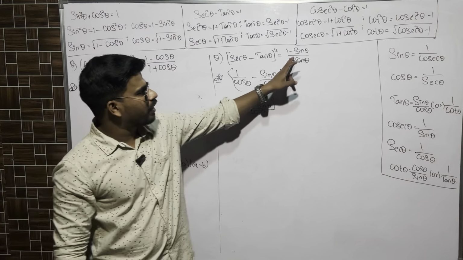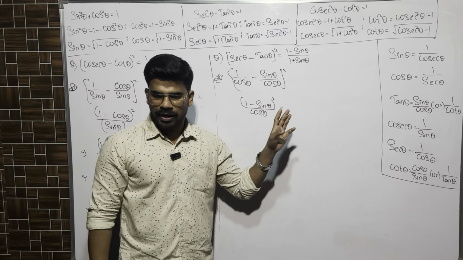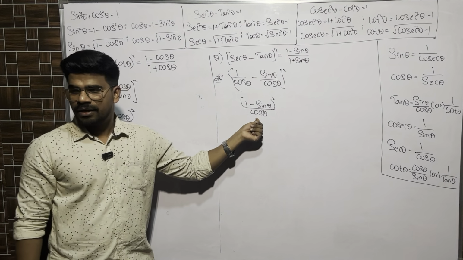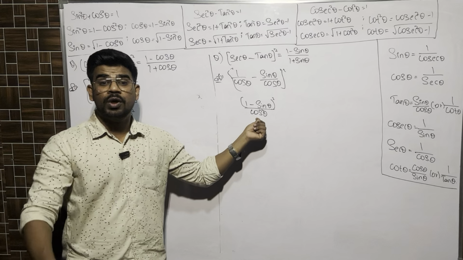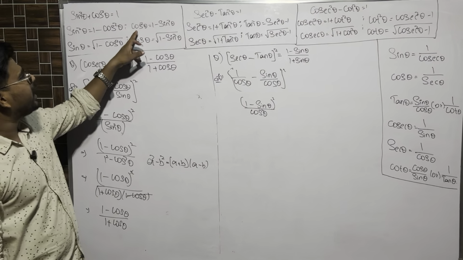Now look at what is required. 1 minus sine is required. 1 minus sine we got, but with the whole square. We'll remove that square in a bit. Now in the denominator I should get 1 plus sine. But do I have 1 plus sine? No, I have cos. So I have to look for the cos formula in terms of sine.